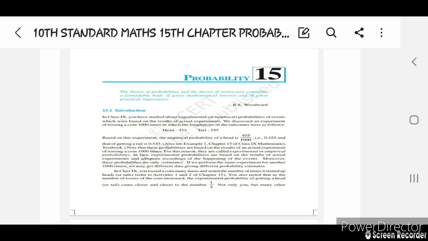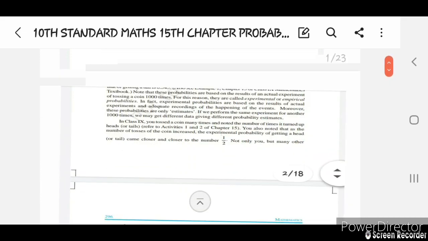A coin toss has been done. The coin is tossed 1000 times. We got heads 455 times and tails 545 times. Based on this experiment, it is 455 by 1000, which is 0.455, and getting tails is 0.545. This is the probability we get. This is an example.